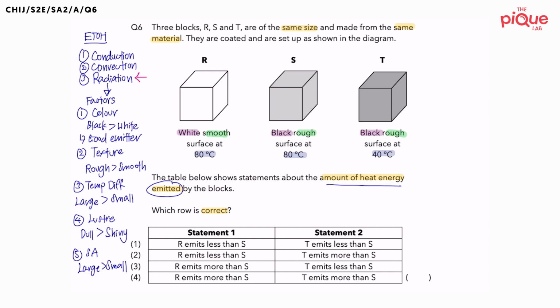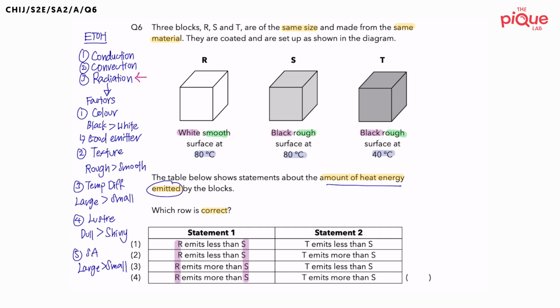Now with this knowledge, let us look at statement 1. Looking at statement 1, which 2 blocks do we need to compare? We need to compare between blocks R as well as block S. So looking at blocks R and S, we see that R has a white surface, whereas S has a black surface.